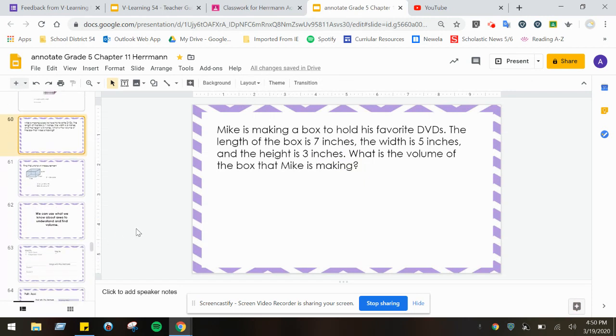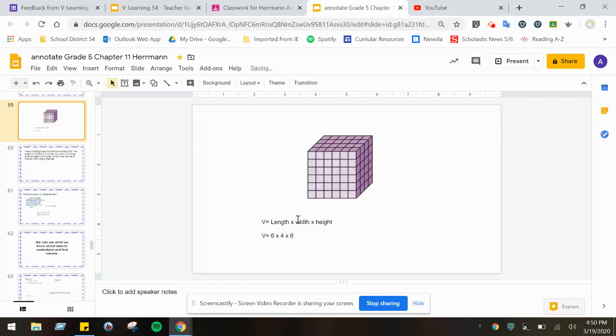Okay, let's take a look at this problem. Mike is making a box to hold his favorite DVDs. The length of the box is 7 inches, and the width is 5 inches, and the height is 3 inches. What is the volume of the box that Mike is making? So I want you to think, do I have all the information I need in order to find my volume? Again, looking back at my formula here.